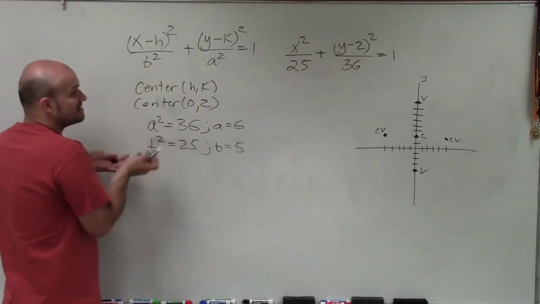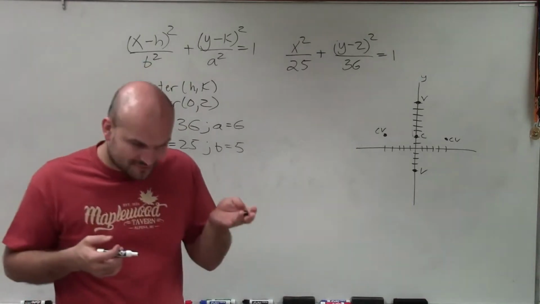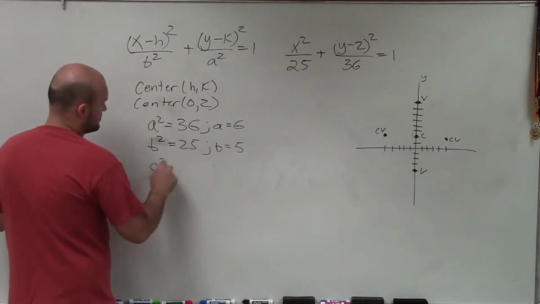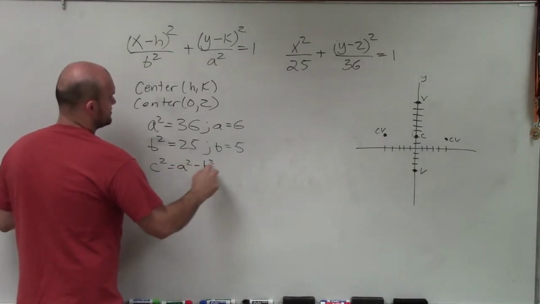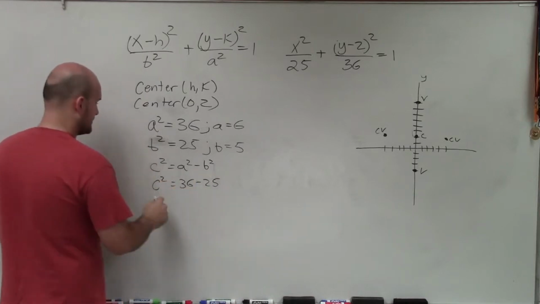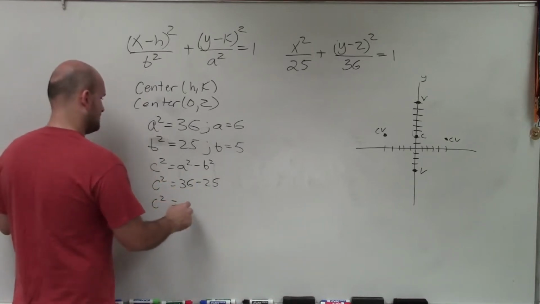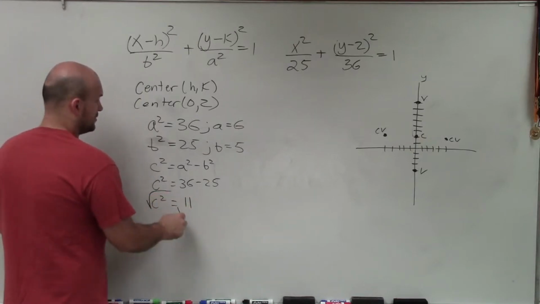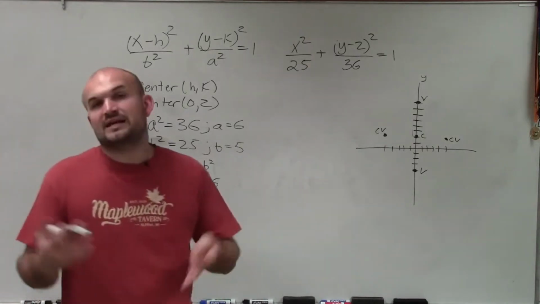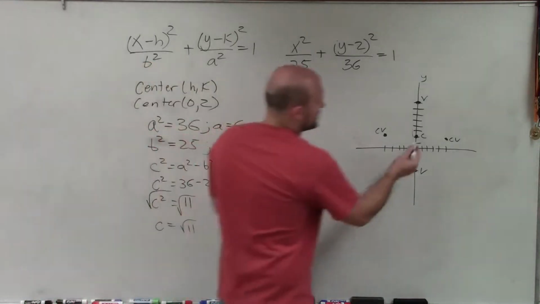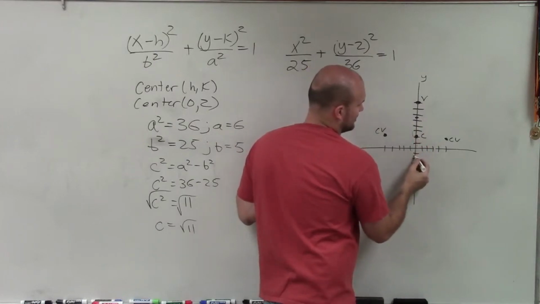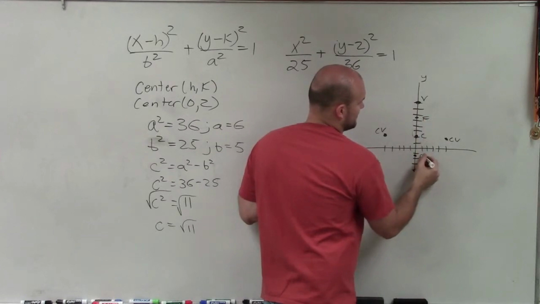Last thing I need to do is determine what c squared is, because c represents the distance from the center to the foci. The formula we have is c squared equals a squared minus b squared. So c squared equals 36 minus 25, which is 11. Now I take the square root of both sides. Therefore, c equals the square root of 11, which is roughly 3 and a decimal point. So I'm going to go up 3, 1, 2, 3, in between 3 and 4, and down 1, 2, 3, in between 3 and 4, and I'm going to label those as my foci.